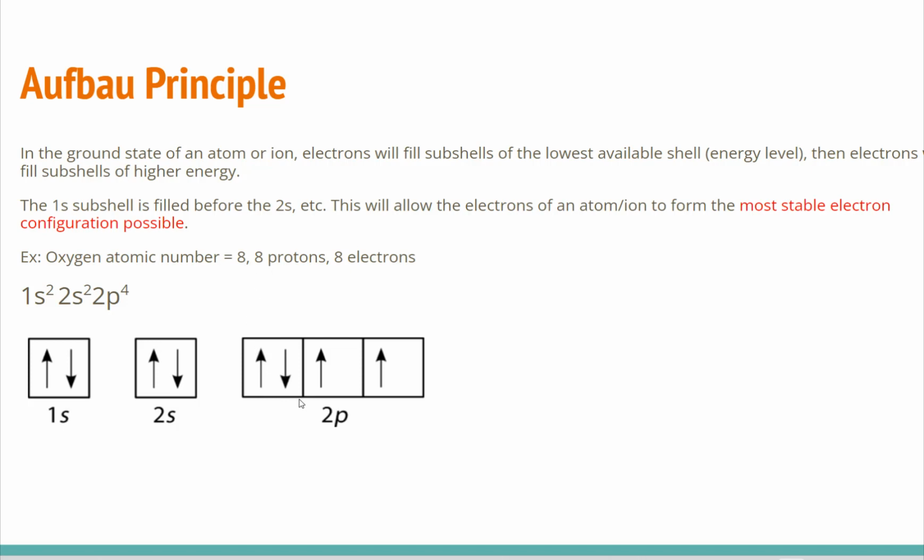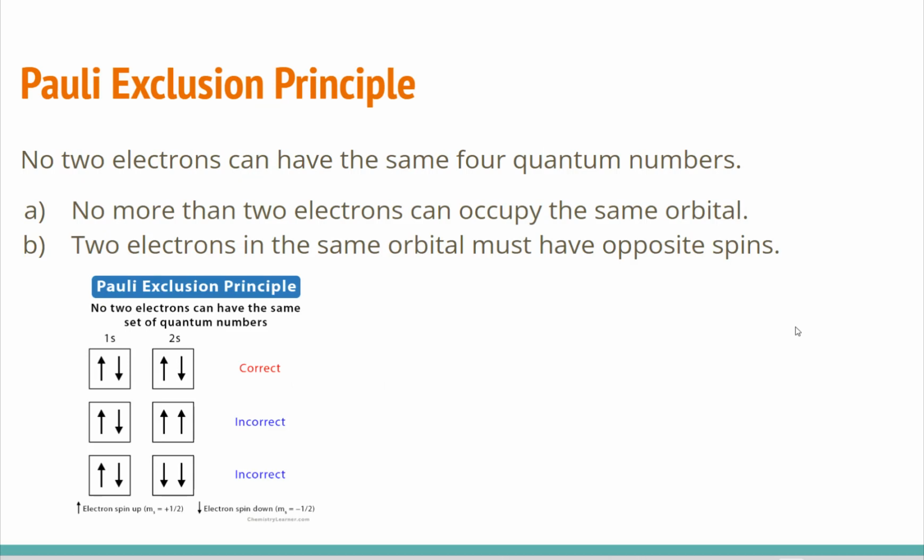And when you start getting to the d levels and so forth, you always put single electrons in those suborbitals. The Pauli exclusion principle: no 2 electrons can have the same 4 quantum numbers. This really comes down to quite a bit. You start getting into the spins. No more than 2 electrons can occupy the same orbital, and 2 electrons in the same orbital must have opposite spins.